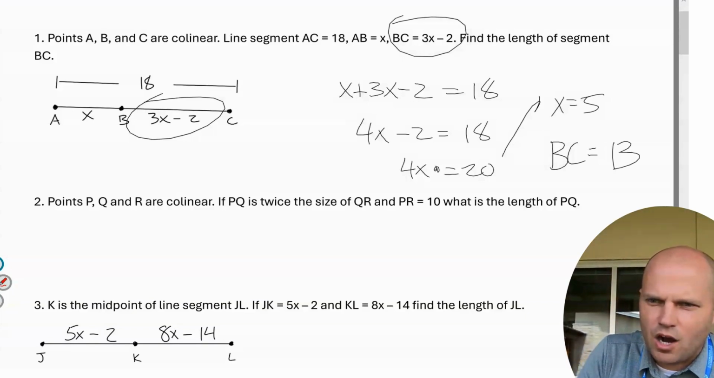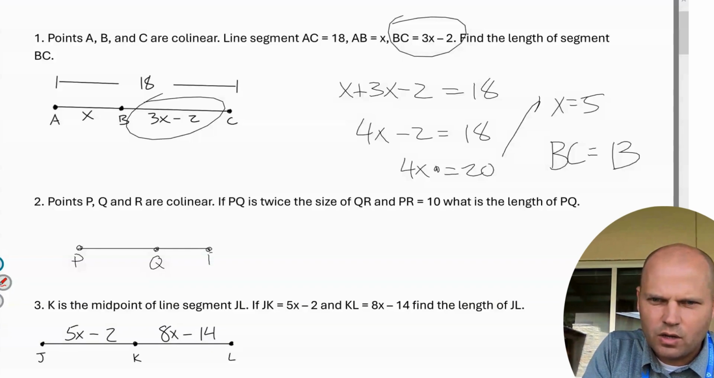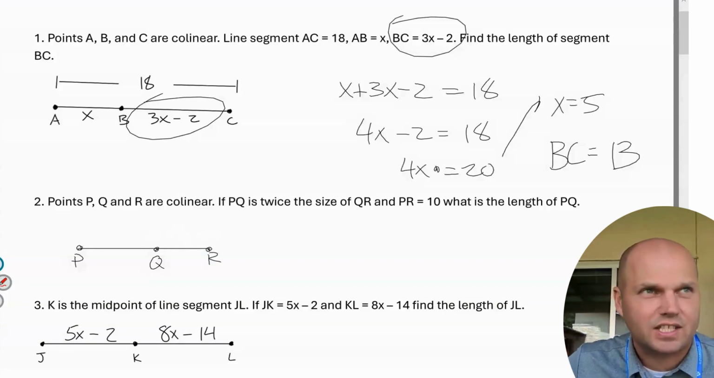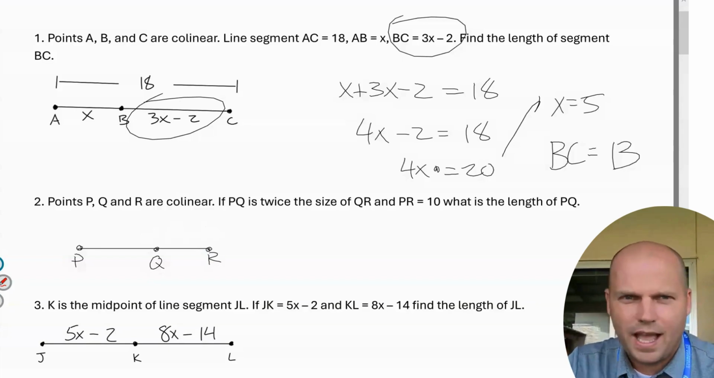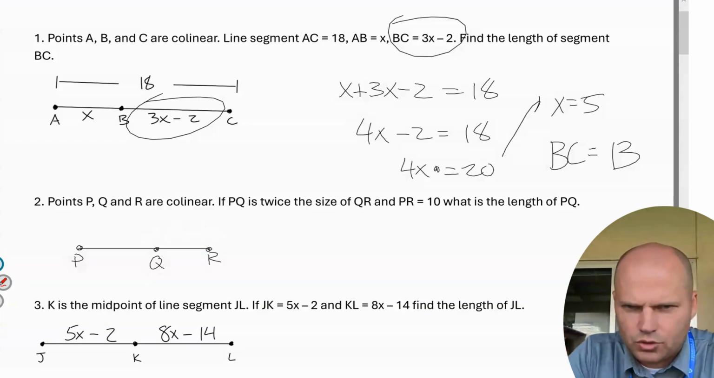Okay, P, Q, and R are collinear. I don't have a picture. I need to provide it. PQ is twice the size as QR. So PQR, 3 in a row. PQ is twice the size of QR. A lot of students read a question like this. They're not told what X's are or anything. So they just start guessing and checking. Don't do that.